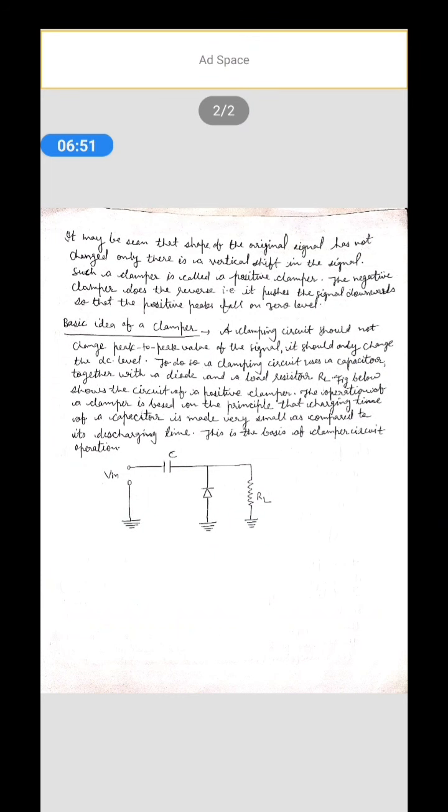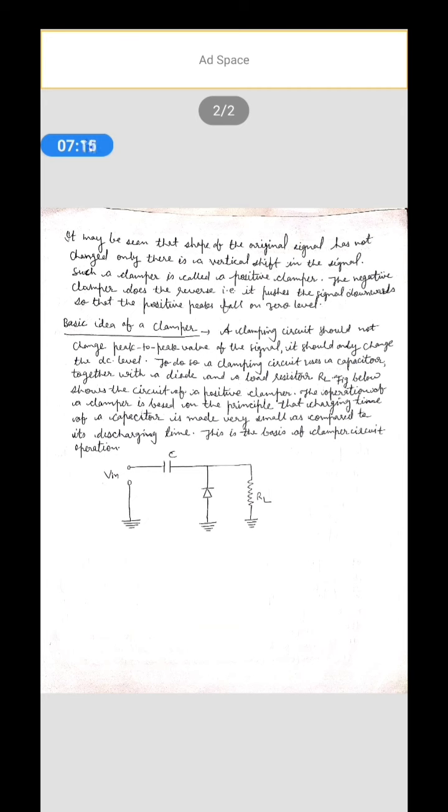So, we arrive at a very important conclusion that a clamper changes the peak value as well as the average value of a waveform.